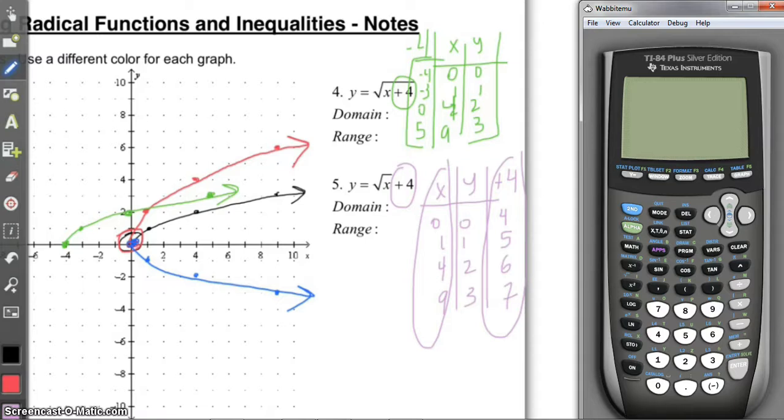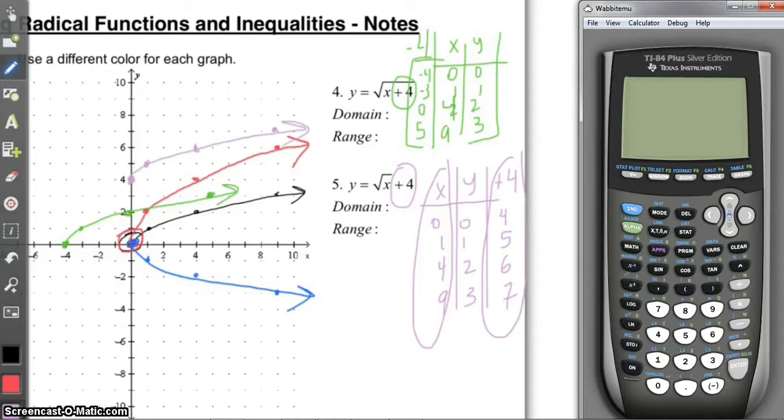So 0, 4, this is going to be my starting point. 1, 5, or end point, usually they say end point. 4, 6, and 9, 7. So as you can see, it also looks like a shooting star.